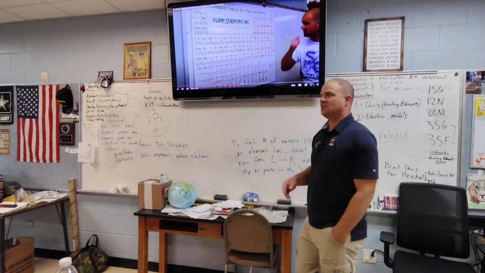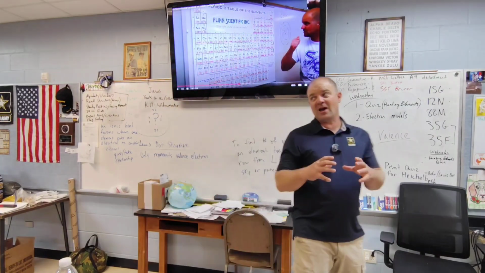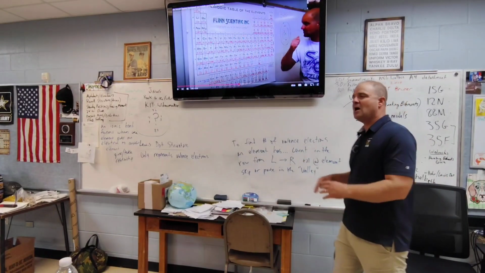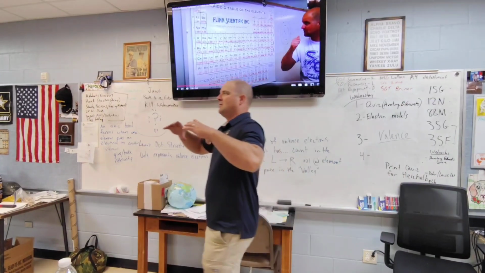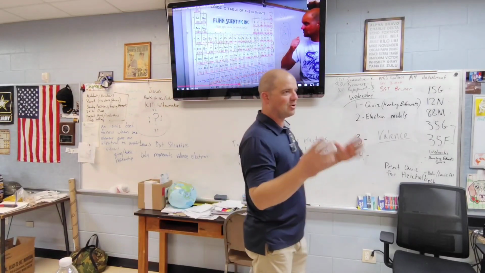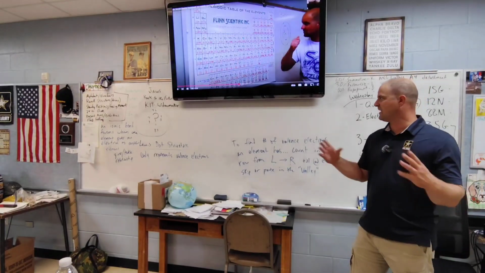Valence electrons. Did we mention what they are? A little. So if you don't have it in your notes, you need to put it in there. I'm pretty sure I told all my classes. I had it on the board over here too. A valence electron is an electron on the outermost energy level, the outermost shell. Okay? So valence electrons are on the outside.